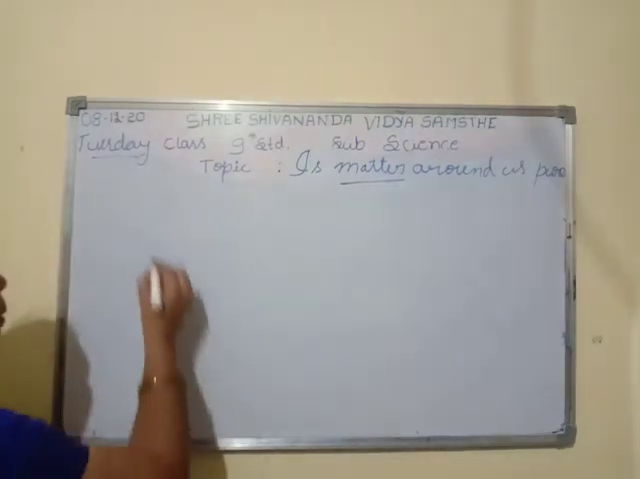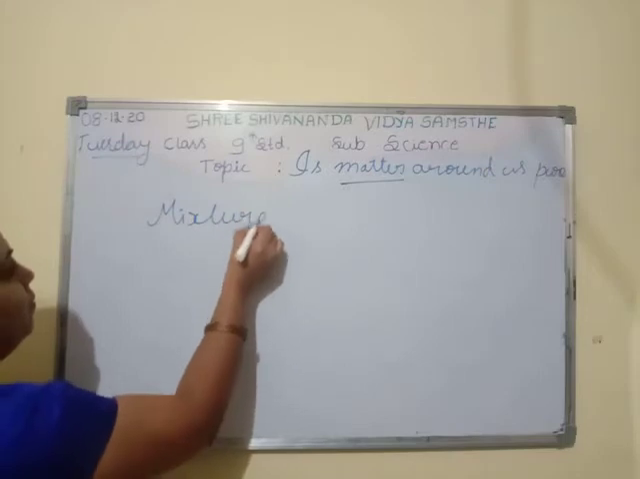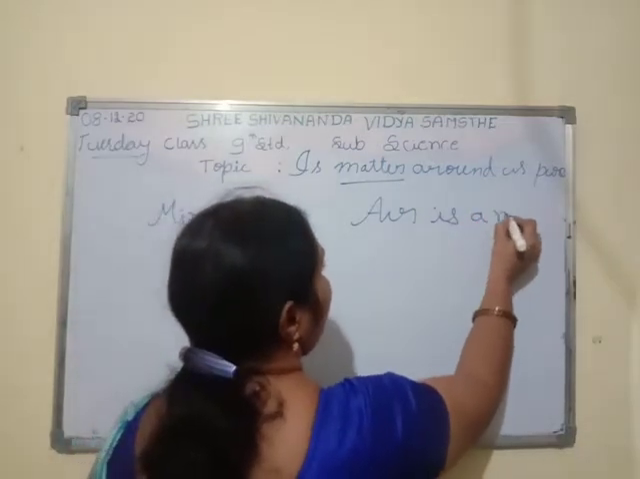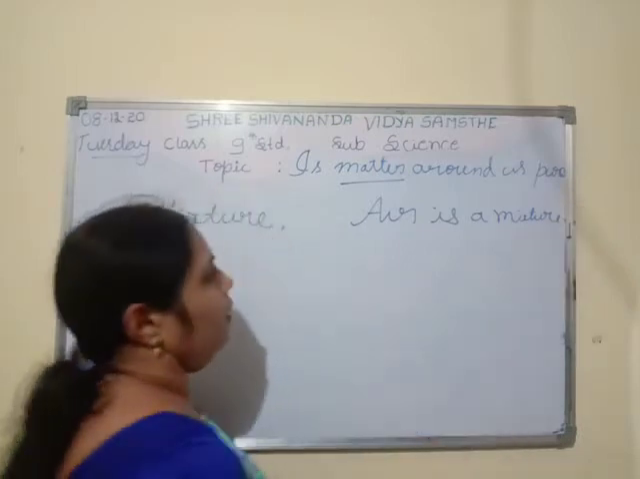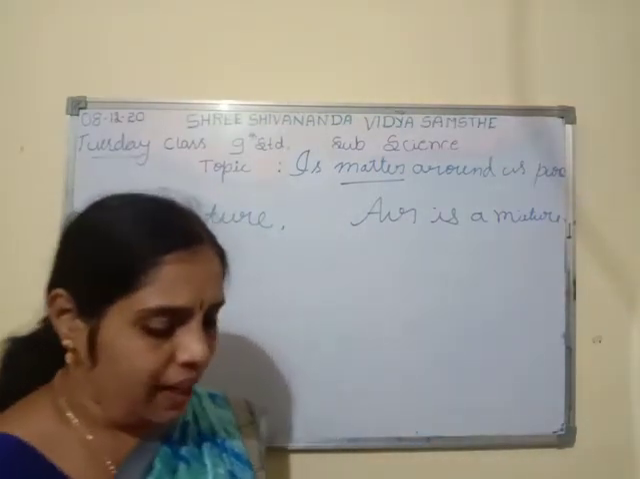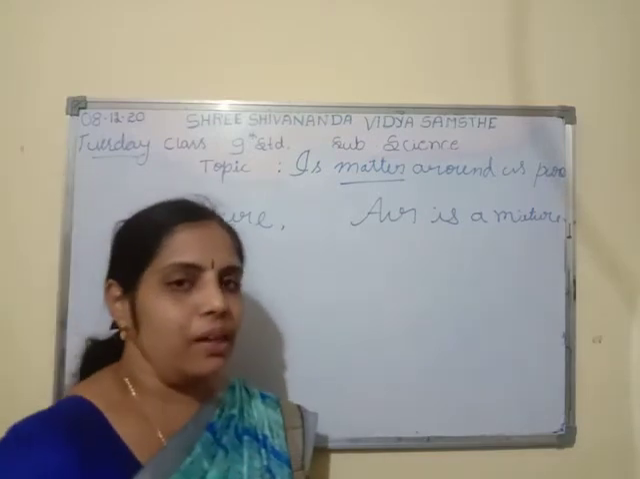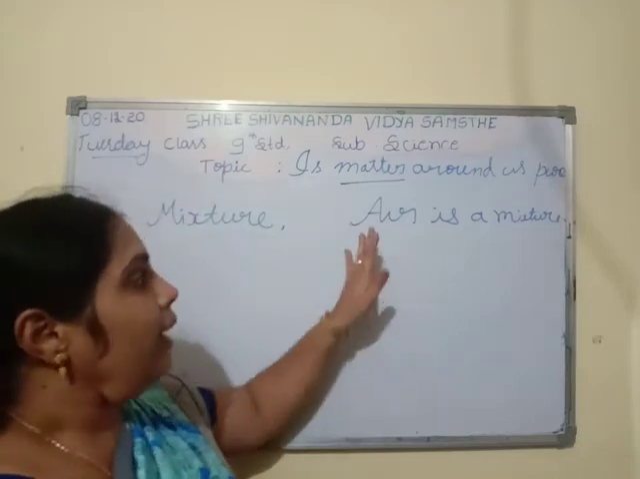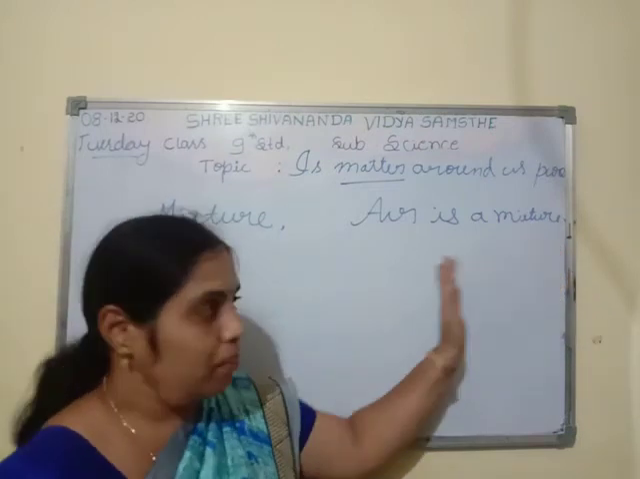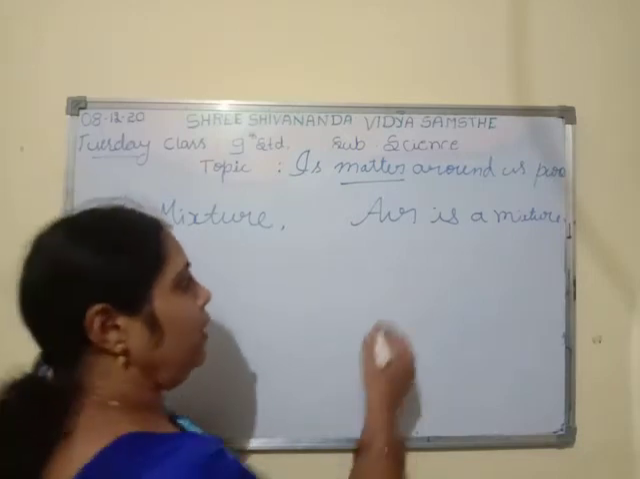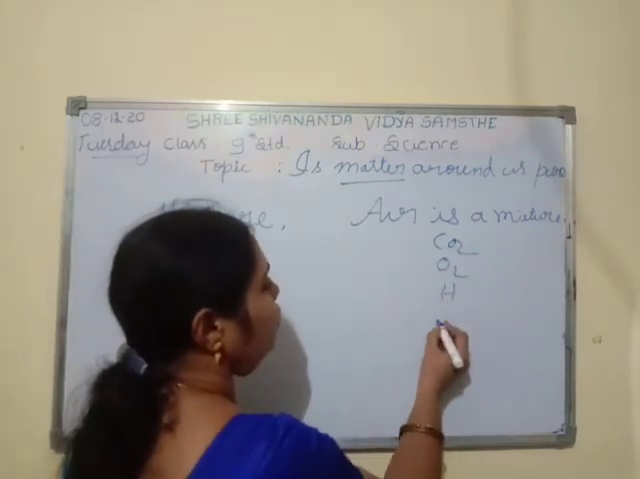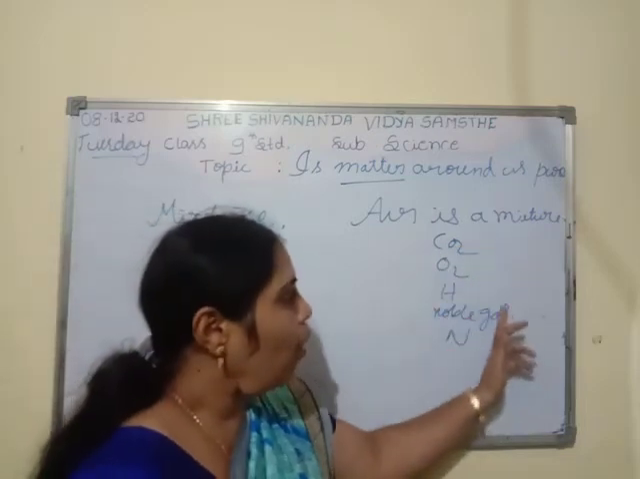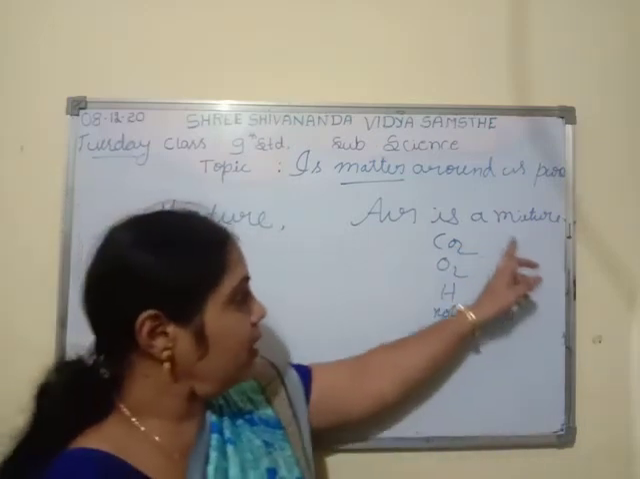Let us see about mixtures. For example, air is a mixture. What is meant by a mixture? It is not the snack mixture we eat, though of course that is also a kind of mixture. Here air is also a kind of mixture. How? Because air is mixed with carbon dioxide, oxygen, hydrogen, noble gases and nitrogen. It is a mixture of all these components.